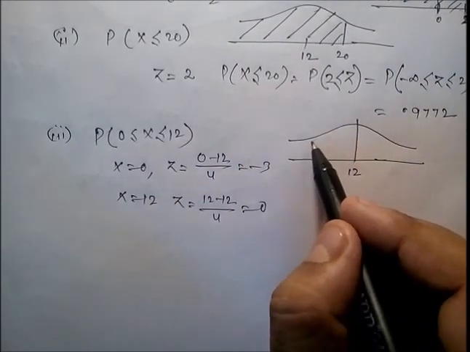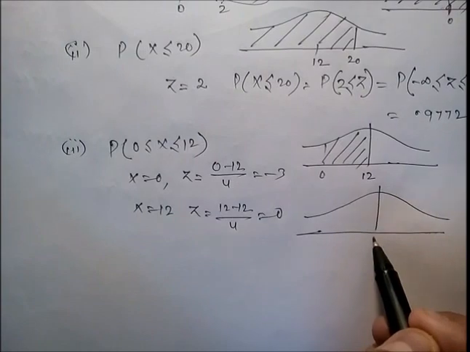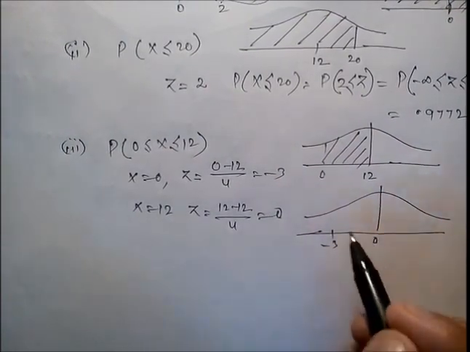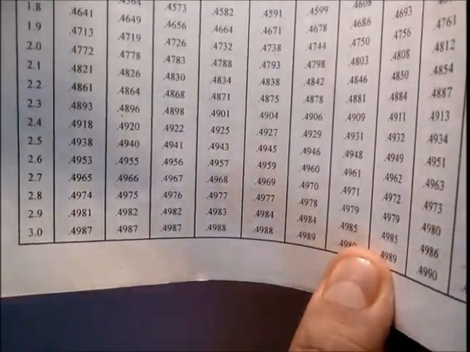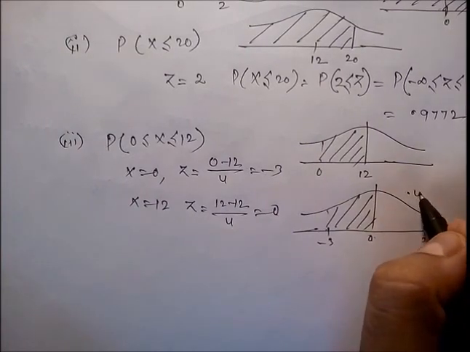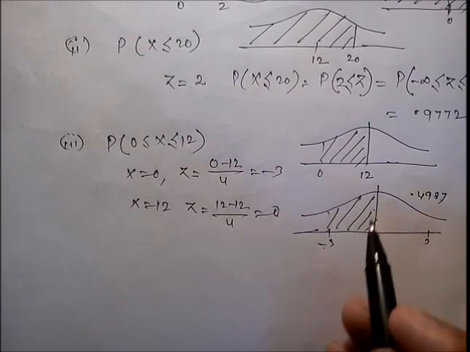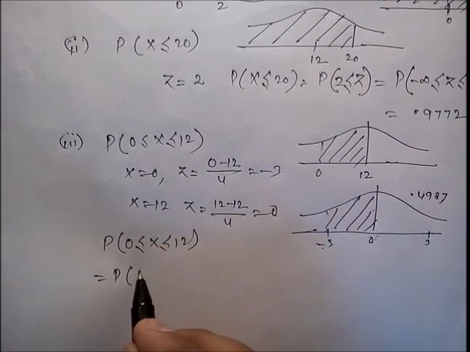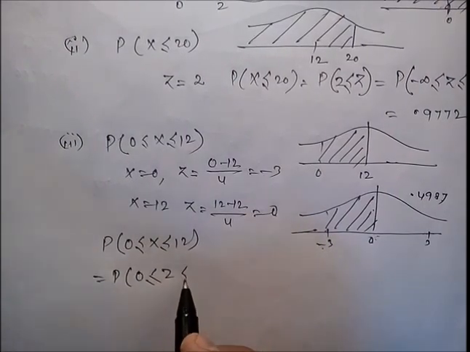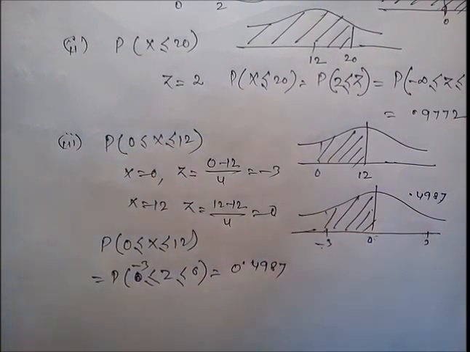0 to 12 means somewhere in this particular area. If it is the standard variable, it is minus 3 to 0. We have to identify this particular area. Already you know how to find this one: 3.0 is 0.4987. So 0 to 3 is 0.4987. Since it is symmetric, 0 to minus 3 is also 0.4987. So that is the area. So the probability of x between 0 and 12 is equal to the probability of z between minus 3 and 0. The answer is 0.4987.